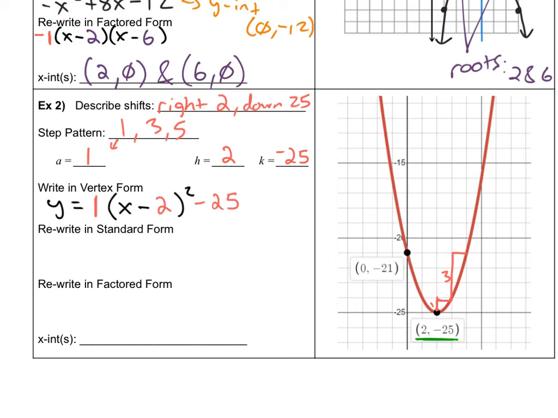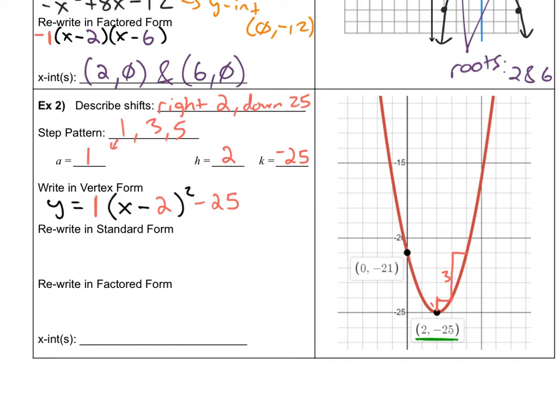Now we could do what? Standard form by undistributing or unfactoring all this stuff. Multiply it all out. So what's really cool, when you multiply it out, you can verify you have the right equation by looking at what key feature? The y-intercept. We should have something minus 21. Let's see if it works.